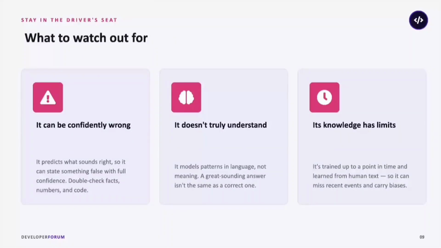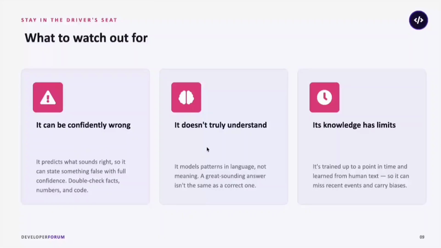Now, the next honest part, because using these tools well means knowing where they fall short. First and most important, an LLM can be completely wrong because it predicts what sounds right rather than looking up the facts. It can state something false with complete confidence. People call this a hallucination, sometimes also known as AI hallucination. So always double check anything that matters, such as names, numbers, or code.